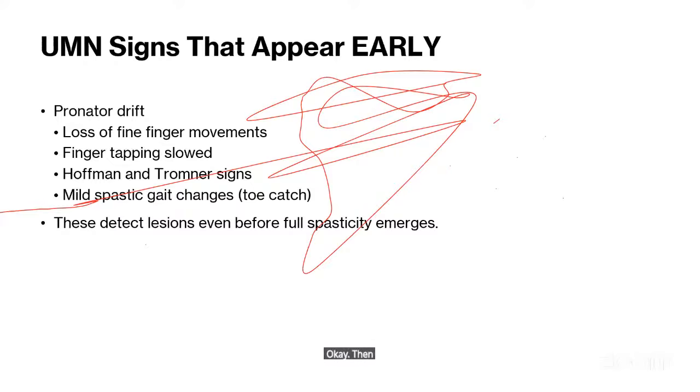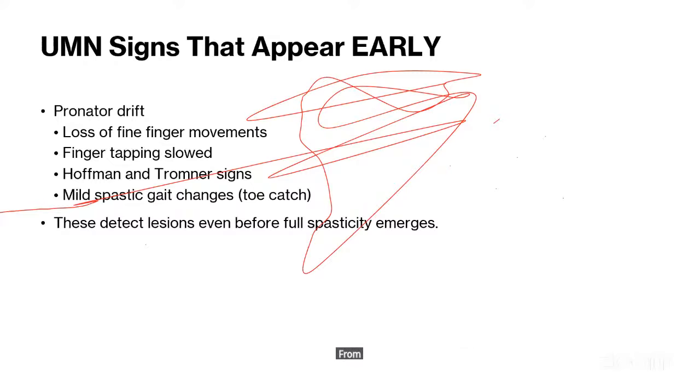Then what about the superficial reflexes? Usually absent, ma'am. Decreased or absent. And what happens to the superficial reflexes in a lower motor neuron lesion? They are present, ma'am, normally present.